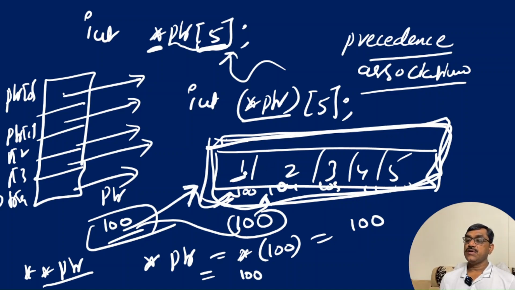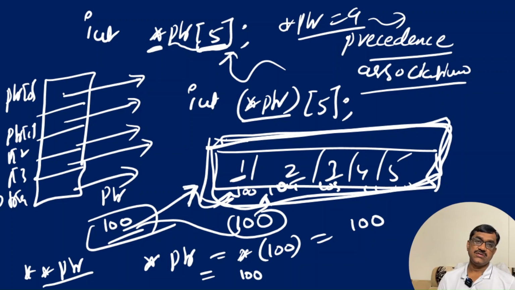Star PTR, we are getting 1. Star PTR plus 1, we are getting 2. Plus 2, 3. This is the way of accessing the elements by using a pointer to an array of 5 integers. This is different and this is different. And when you say star PTR equals to A, this is the pointer to only the first element. That is the distinction or differentiation of various pointers.